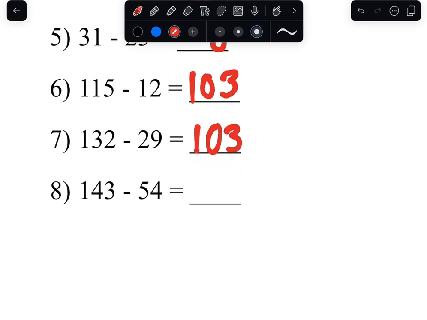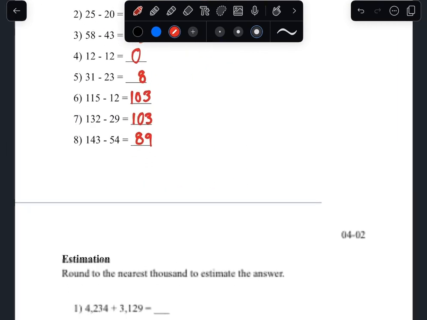Number 8. 143 minus 54. So you can't subtract 3 minus 4, so you have to borrow 10 from 4. So 4 becomes 3, and the 3 becomes 13. 13 minus 4 is 9. 3 minus 5 you can't do, so you have to borrow 10 from the hundreds place. So 4 becomes 14 and the 1 becomes 0. 14 minus 5 is 8. So the answer for number 8 is 89.